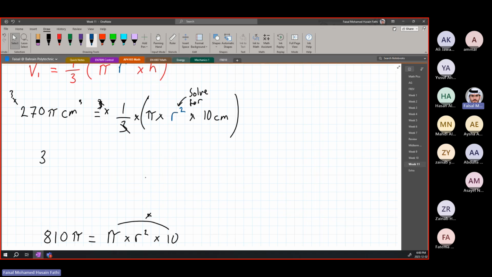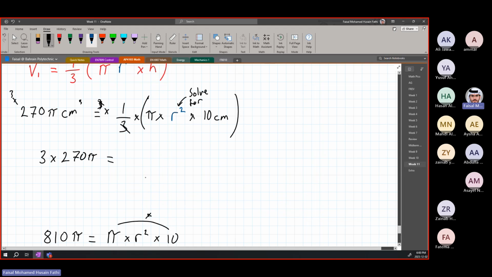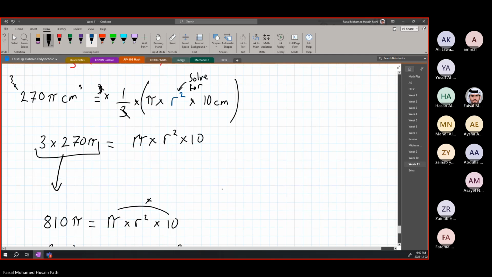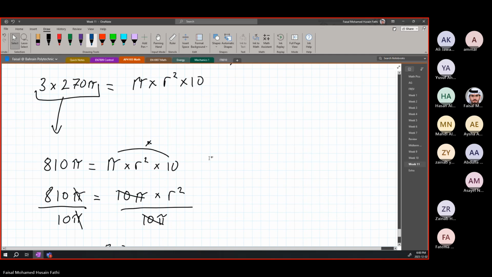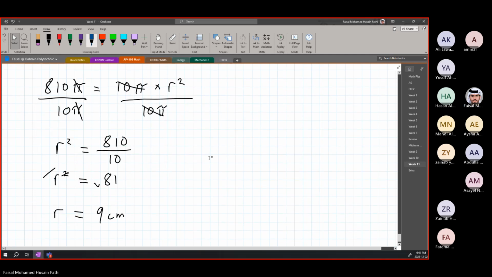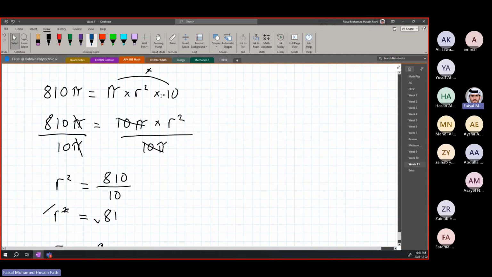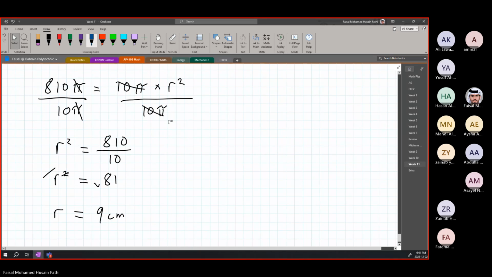So what I did is 3 times 270 pi is equal to pi times R squared times 10. And then this 3 times 270 pi becomes 810. Okay? Okay, Mohammed? That's where I got the 810 from. After the 810, I just multiplied the pi and the 10 on the right hand side, divided by 10.